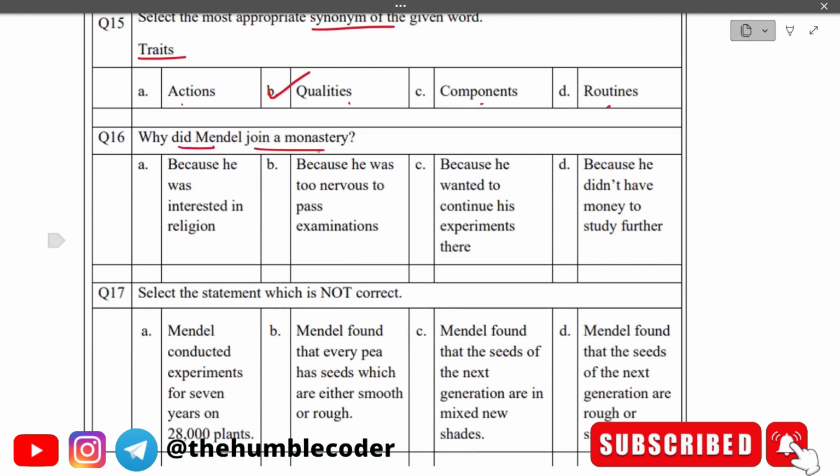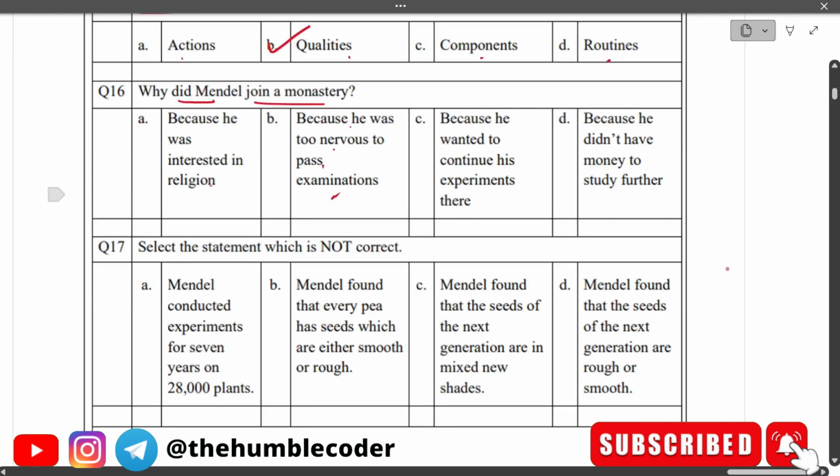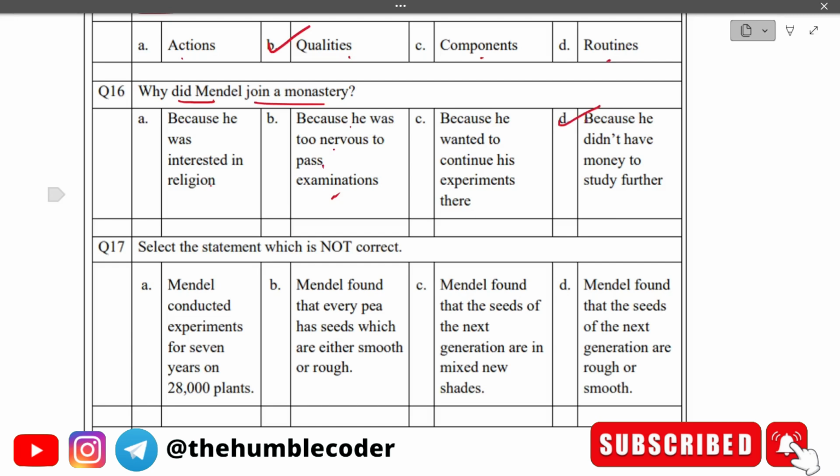Why did Mendel join a monastery? The options are: because he was interested in religion, because he was too nervous to pass the exam, because he wanted to continue his experiments there, because he didn't have money to study further. If you have read the passage, the correct answer is because he did not have money to study further. It was there in the first paragraph itself on line number 2 or 3, if you have noticed it correctly. The correct answer is option number D, because he didn't have money to study further, he joined the monastery.